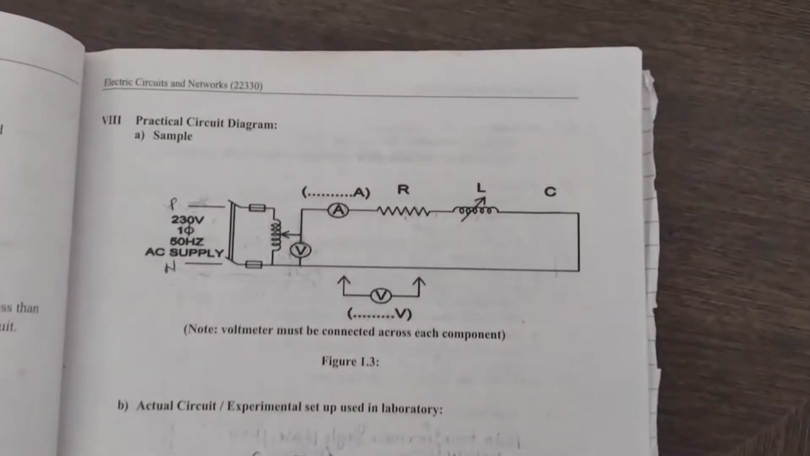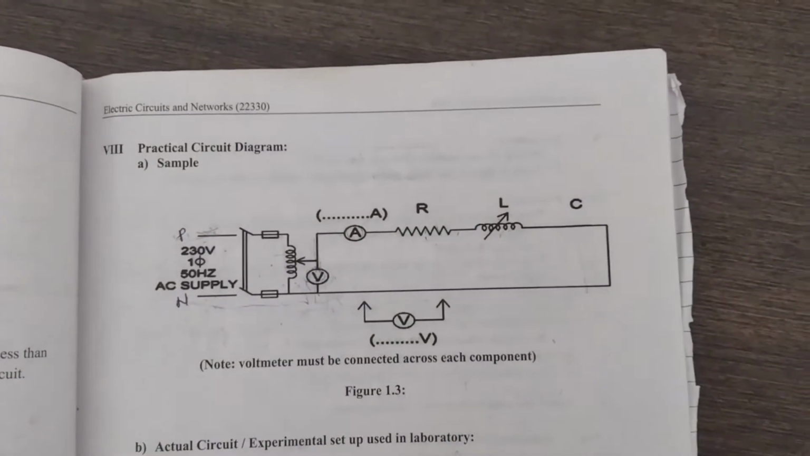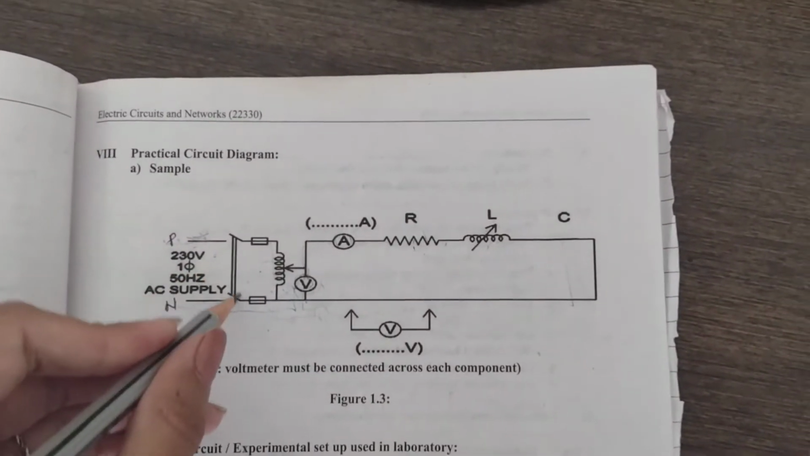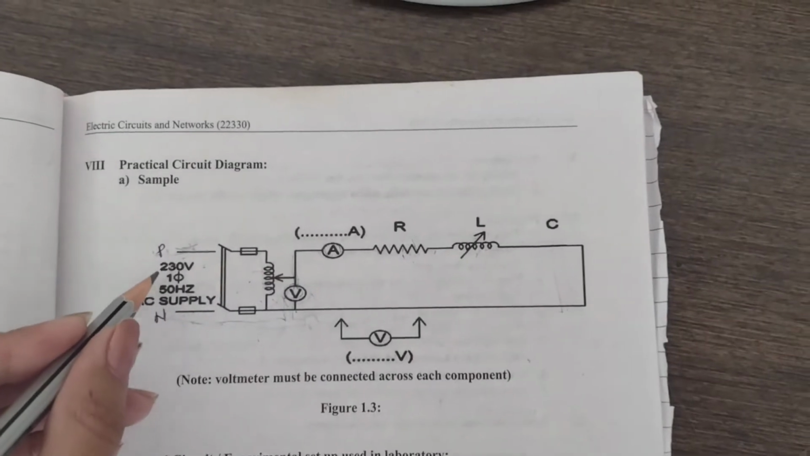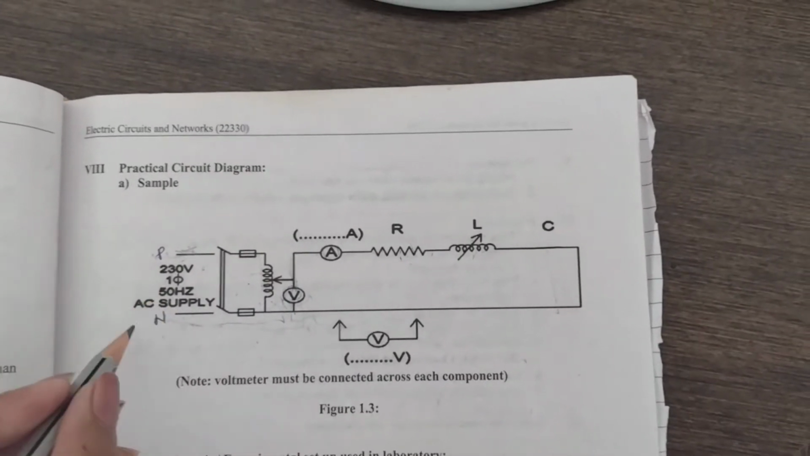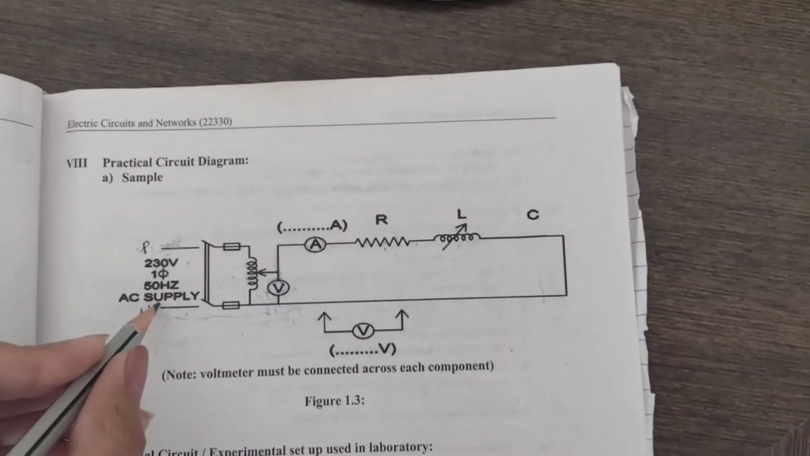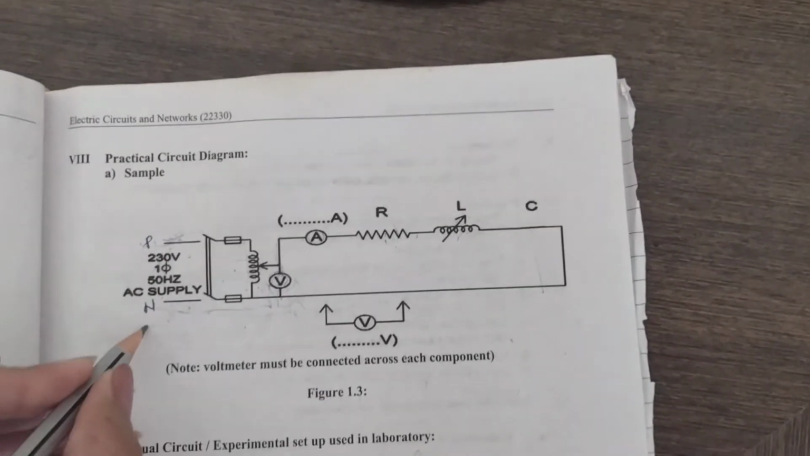This is the actual circuit diagram of your practical. Here we connect one auto transformer and give a 230 volt single phase 50 Hz AC supply to this auto transformer. This auto transformer has two terminals, phase and neutral.